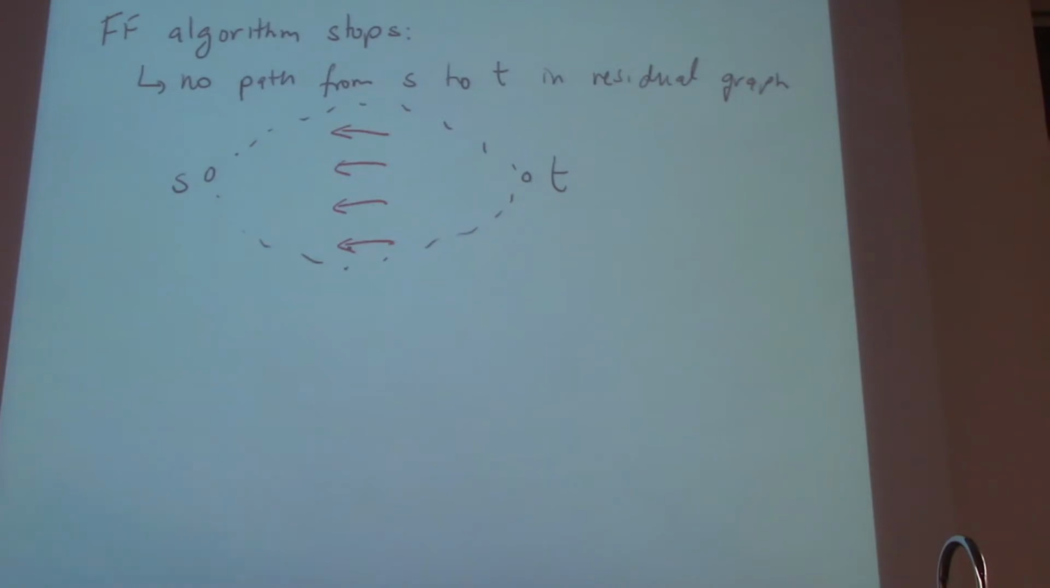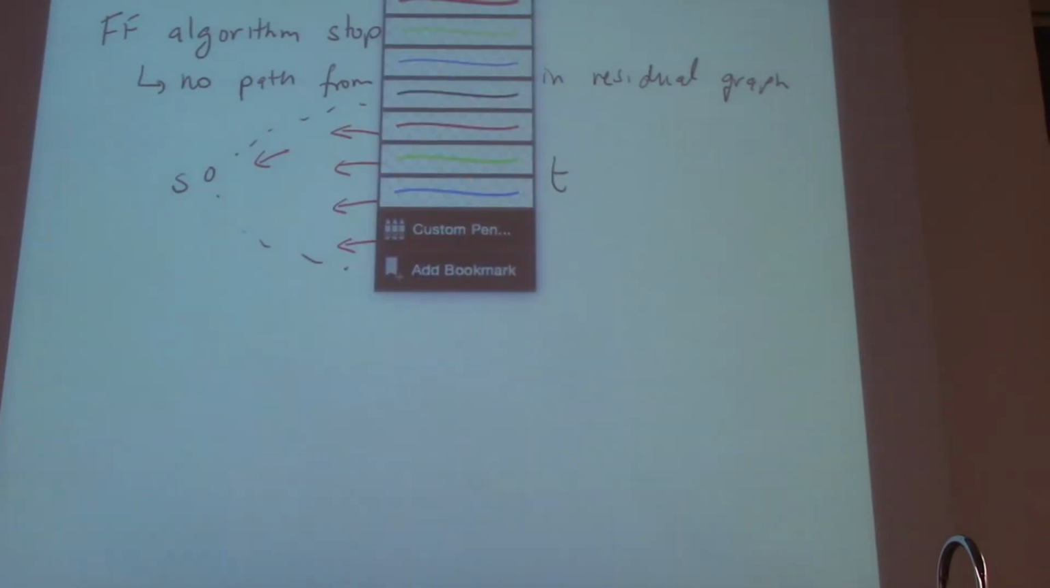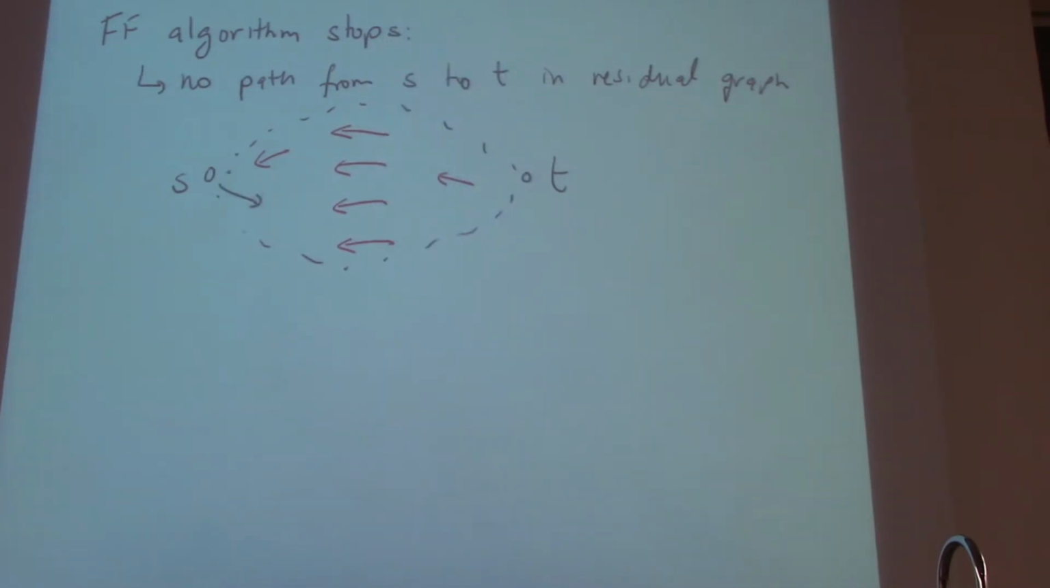Okay? And again, they may not be this nice line, I just drew it that way, but there could be some other edges here, and of course there could still be some edges going forward, coming out of the source even, there could be some edges going into the sink, there could be all kinds of things happening. But there's no way to get from the source to the sink. That's the point. And that's why the algorithm stops.